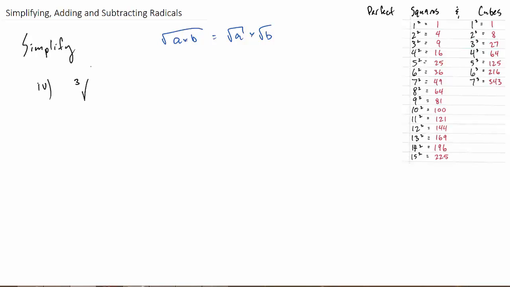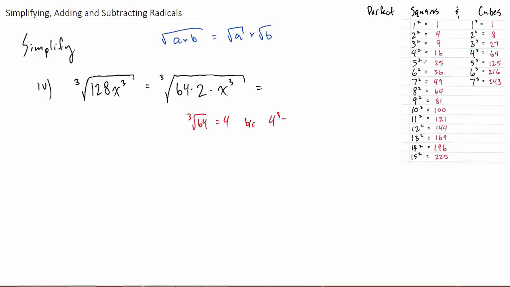Alright, so fourth question. Now we're going to look at a cube root. So now we're going to do a cube root of 128x cubed. So first of all, we have to look to the other list there of perfect cubes. And we recognize that 64 is a factor of 128. 64 is also a perfect cube, so it's a good choice. Its cube root is 4, because 4 cubed is 64. And the cube root of x cubed is just x. When we evaluate the cube root of 64, we get a 4 out in front, and that's our final answer there: 4x times the cube root of 2.